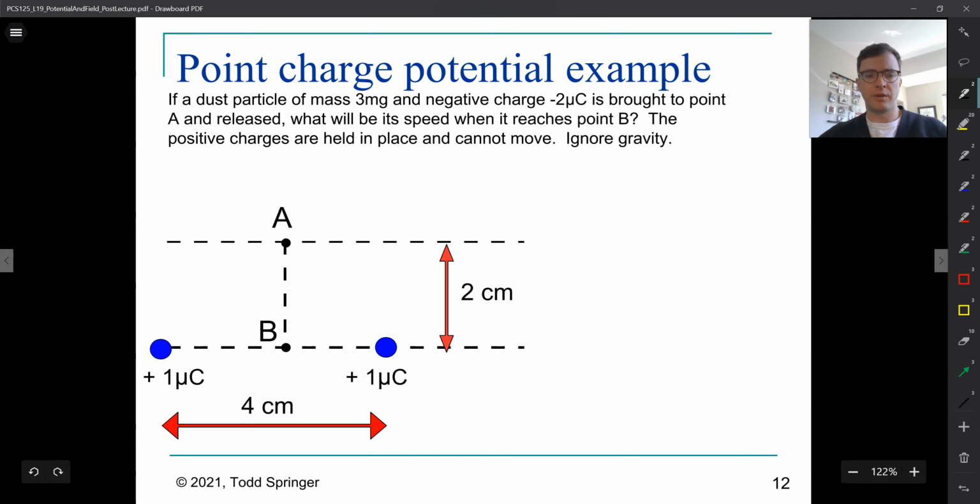Okay. Here's another example we can work on using electric potential and conservation of energy. This one involves point charges. A dust particle of mass 3 milligrams, negative charge, is brought to point A and released. What will be its speed when it reaches point B? You've got these 2 other positive charges, 1 microcoulomb each. Those are held in place and cannot move. Pause the video, see if you can work this one out yourself before going forward.